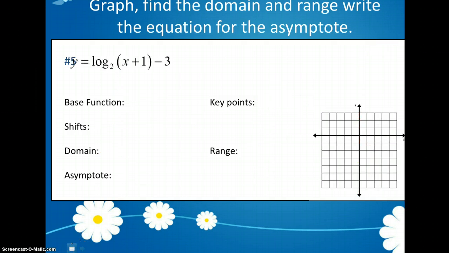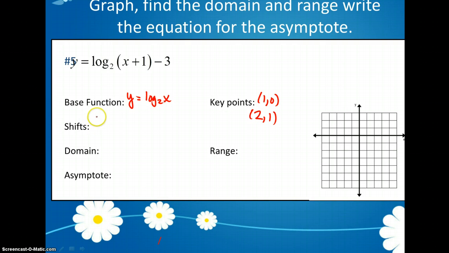All right, here we go. This time we do have some shifts. So what's my base function, Miss Angela? It's everything up until that x. So y is equal to log base 2 of x. Love it. My key points? 1, 0, and 2, 1. 1, 0 is always. b, 1 is the second one. Looks familiar, no? Yeah, it looks just like our old function, the one that we just did.